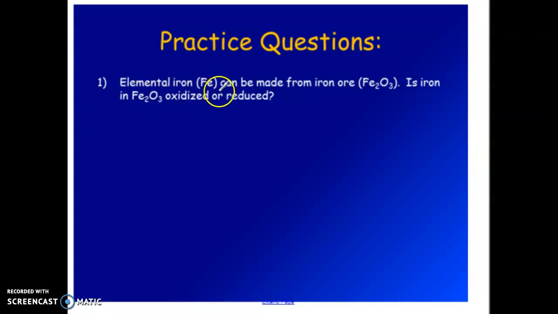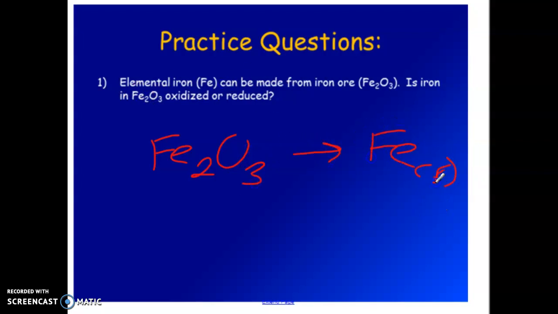So here we have elemental iron can be made from iron ore. So we have Fe2O3, and we're making iron, right? Elemental iron, solid. And this is a solid too. Is iron in Fe2O3 being oxidized or reduced? So they're not asking us to balance this out or anything. Essentially what we want to know is, is the iron being oxidized or is the iron being reduced? So you can pause the video and give this a try. Start by assigning oxidation numbers, of course.